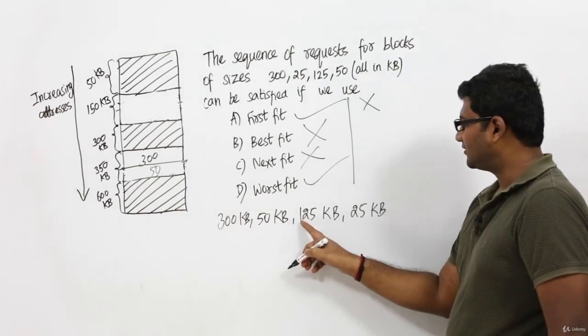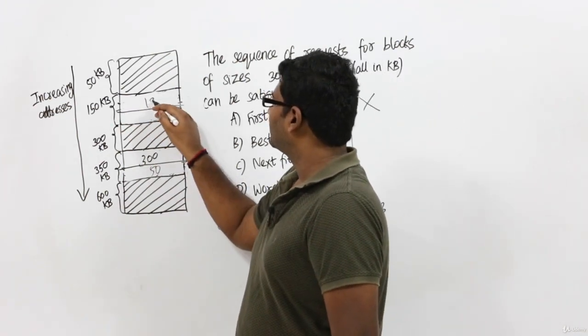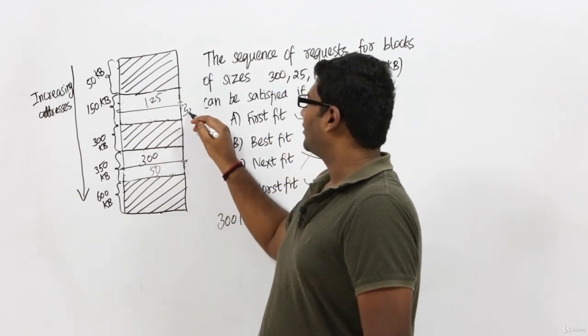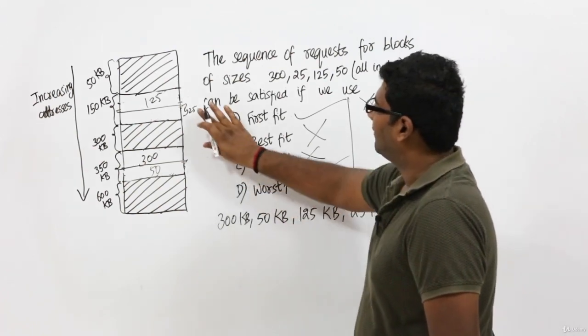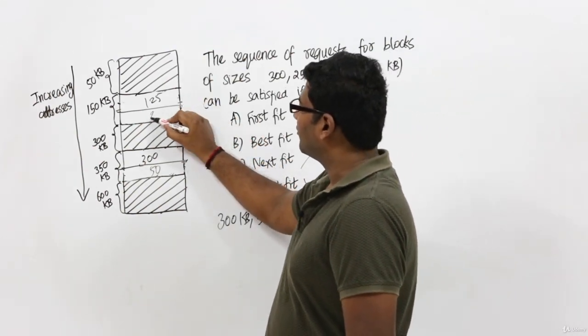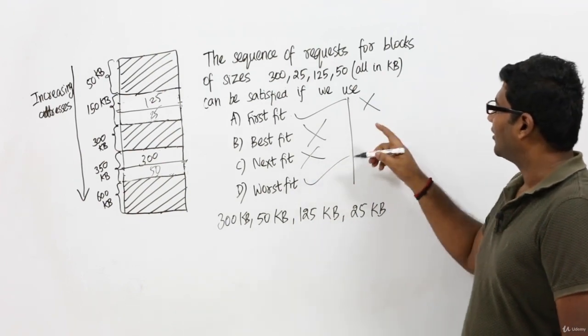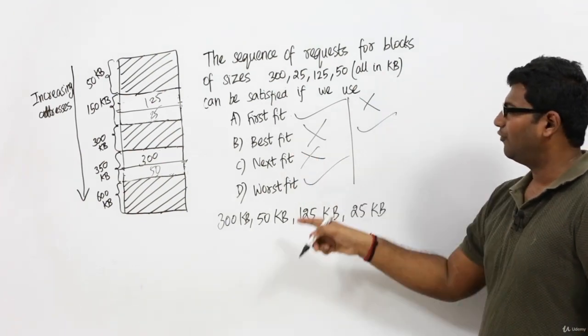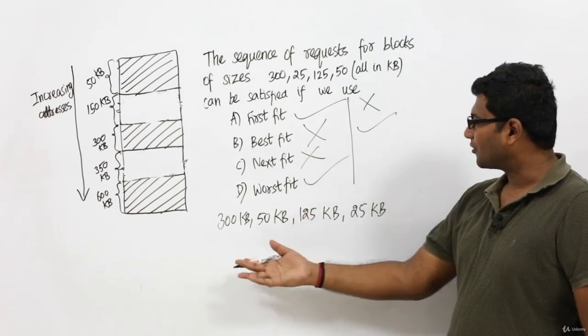Now whenever a process of size 125 KB comes into the RAM, we will occupy it over here. So we have a hole of size 25, and whenever a 25 KB process comes into the RAM, we will occupy this 25 KB over here. Okay, so this works perfectly fine. So for this ordering, best fit works perfectly fine.